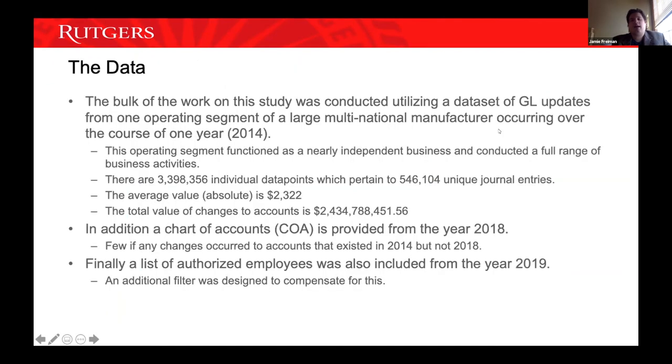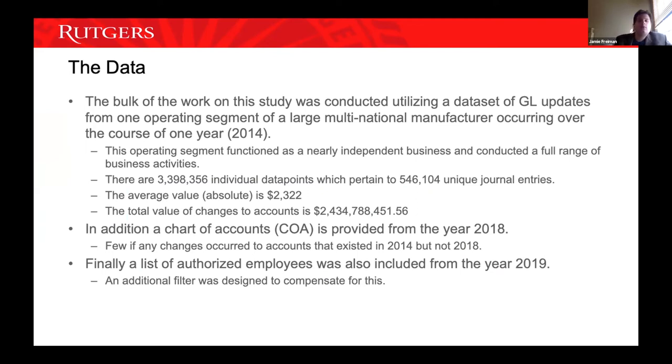All right, so briefly, our data set, I'm not going to go into all of this different stuff here, but we used three data sets. The first data set we used was a majority of what we focused on, and that was general ledger updates. Now, the general ledger updates were for a large multinational manufacturer. It occurred over the year 2014, and it was only for one operating segment of the company, but that being said, it operated as like an independent business almost.